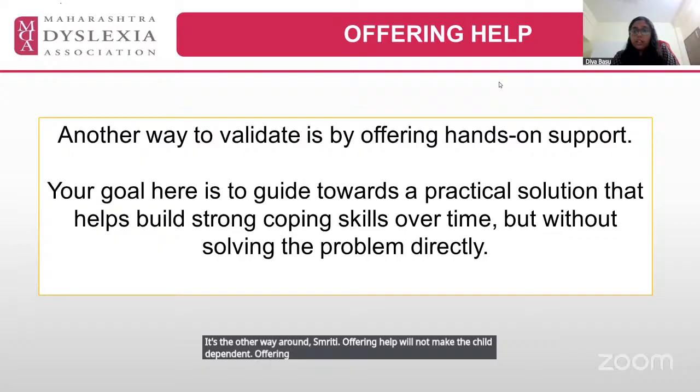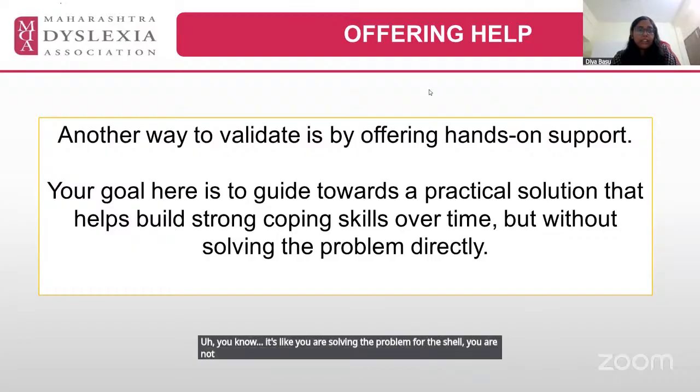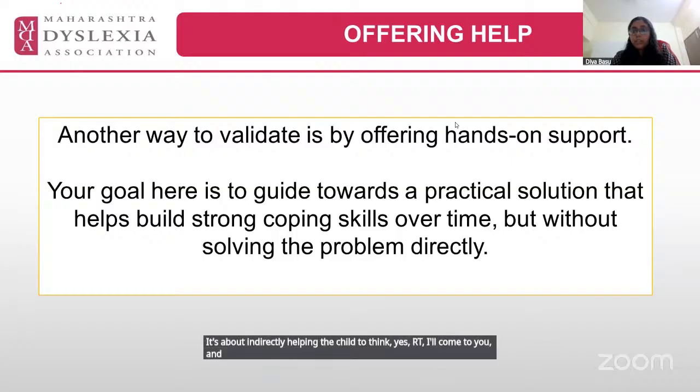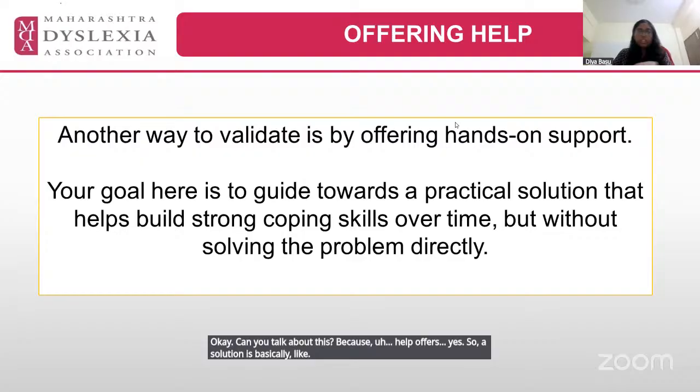Offering solutions, it's like you are solving the problem for the child. You are not allowing the child to think. When you're offering help, it is not about giving a direct answer. It's about indirectly helping the child to think. Yes, Aarti, I'll come to you. And Pete is saying help removes agency, solutioning. Okay. Can you talk about this? Yes, so a solution is basically like you have thought it out for the child and you are saying that this is the solution for your problem.